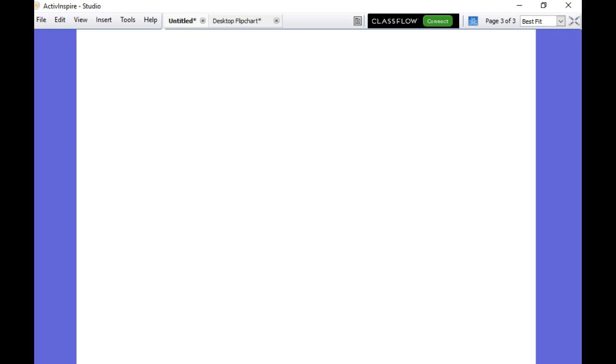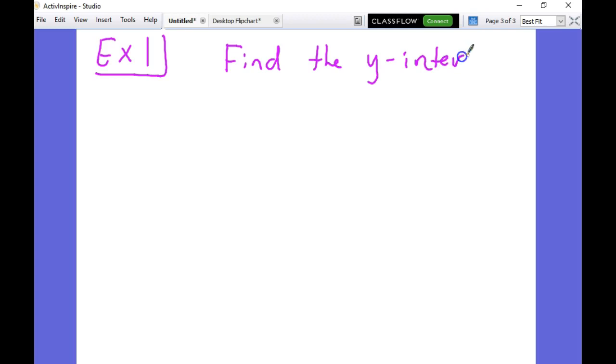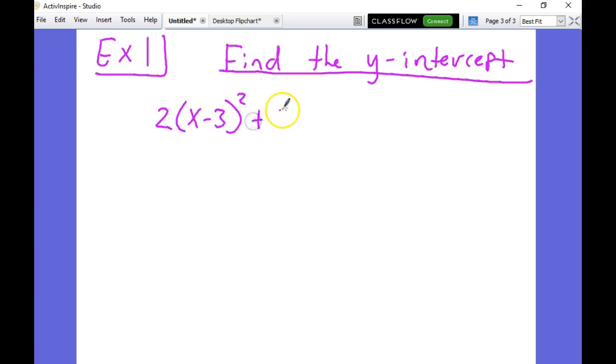Let's go ahead and do our first example. We're going to start off with something easier. It's easier to find the y-intercept. X-intercepts get a little bit hairier, but y-intercept's a little bit straightforward. So here we go. Find the y-intercept. So let me make up a parabola here. There's a parabola, right?